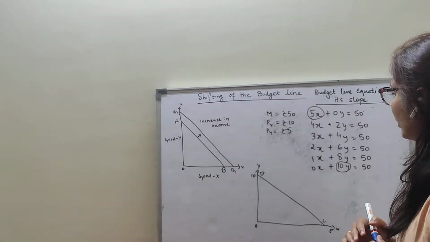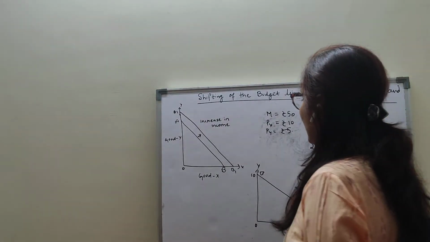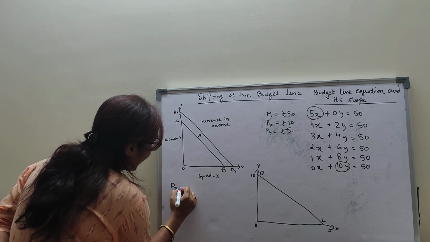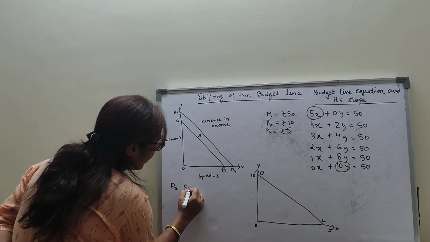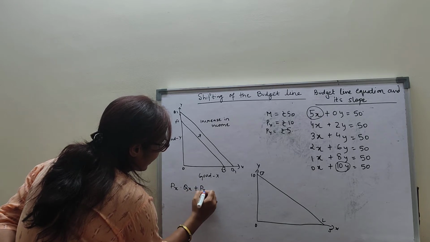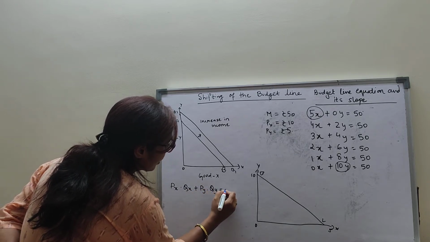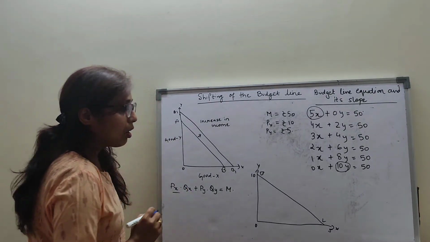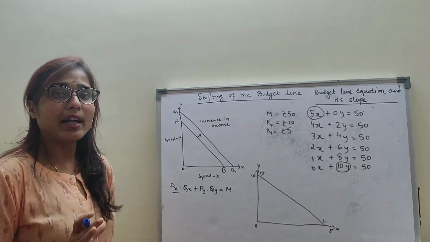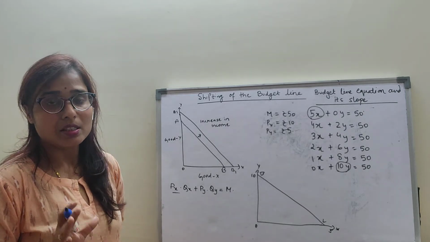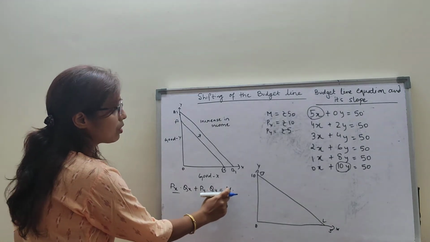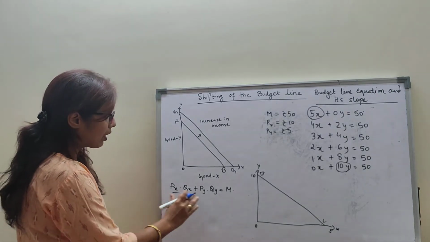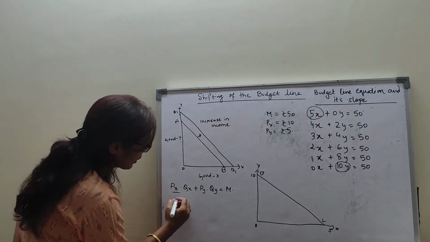Now the equation of the budget line. The equation of the budget line is price of X into quantity of good X plus price of good Y into quantity of good Y is equal to income. Clear? This is the equation. Now with this equation we can find out any missing variable. Suppose income has not been given to you. Now how to calculate it? With the given equation.